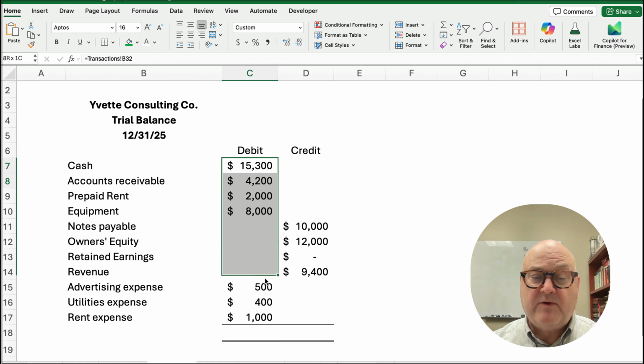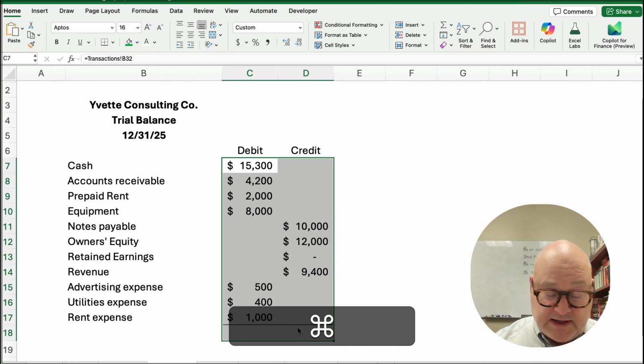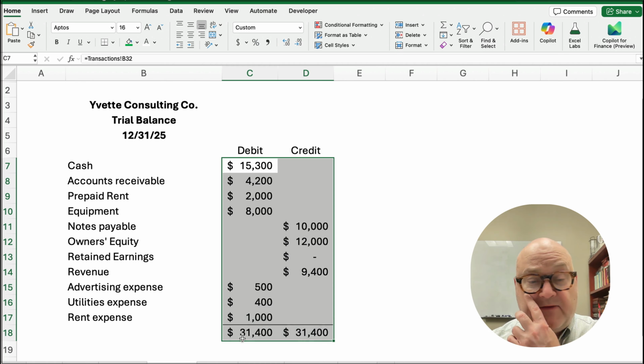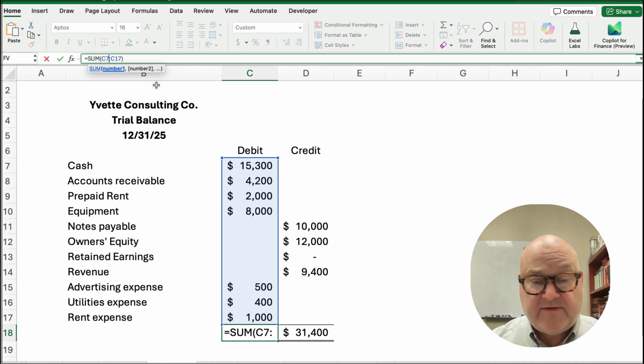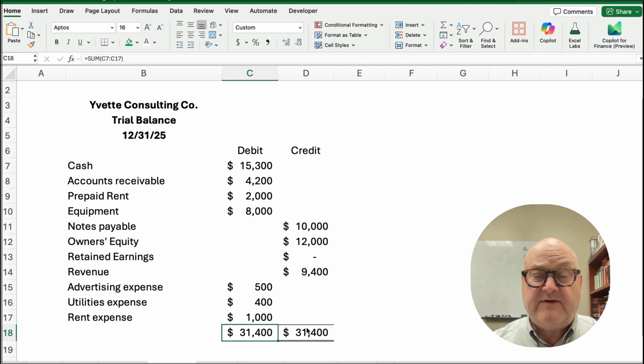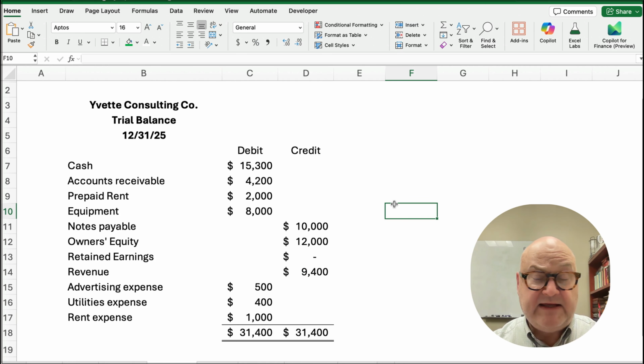So here's what we want to do. We want to add all these up and make sure our debits equal our credits. So we do the sum of the debits and the sum of the credits. And we have 31,400. So we're in balance. We haven't seen an obvious mistake. If we're not in balance, we've made a mistake either on the journal entry or figuring out the balance of each account. So the trial balance says, okay, we can go forward.